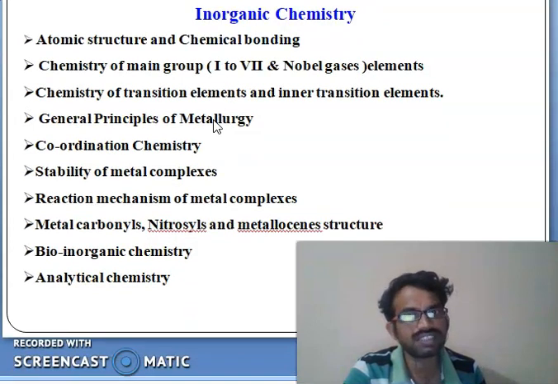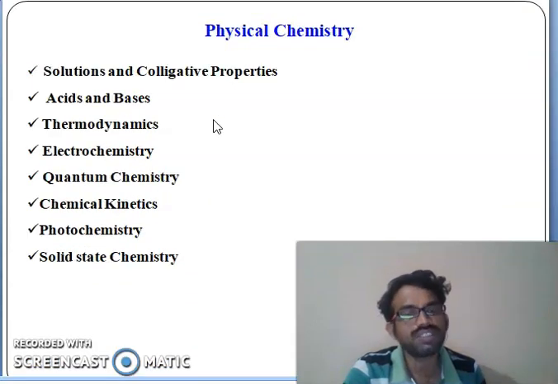Now we can see the next, physical chemistry. The physical chemistry main topics, the bits will come from these topics, especially solutions and colligative properties, acids and bases, thermodynamics, electrochemistry, quantum chemistry, chemical kinetics, photochemistry, solid state chemistry. These are the main topics, especially in physical chemistry.